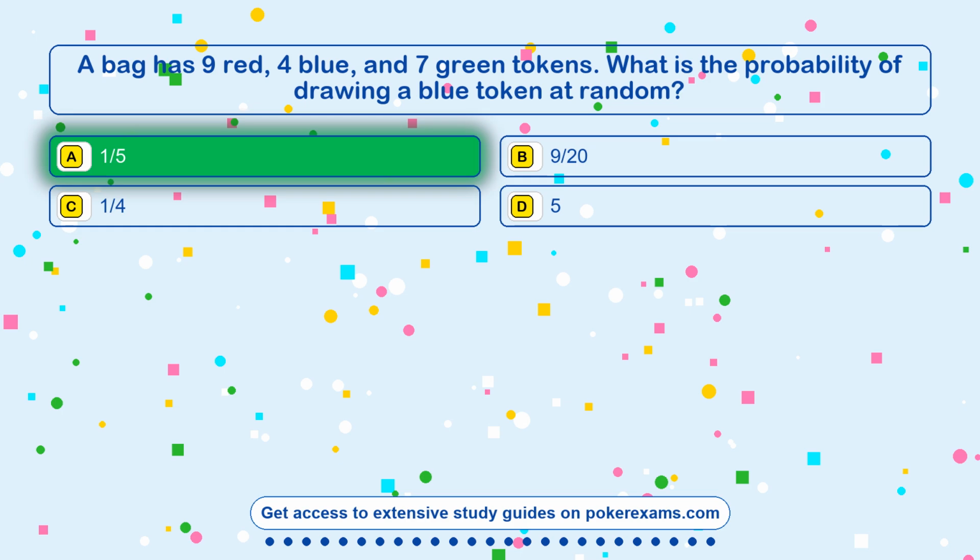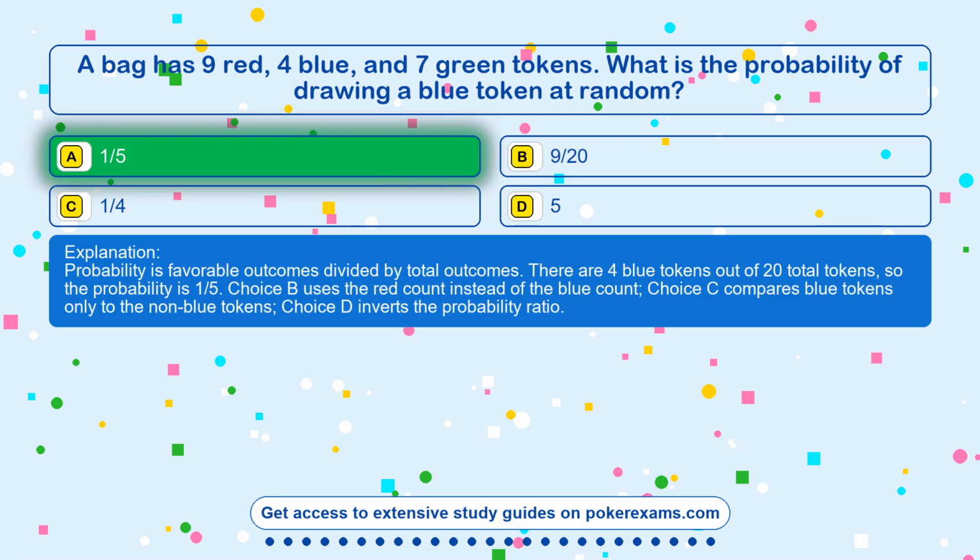The correct answer is option A, 1/5. Probability is favorable outcomes divided by total outcomes. There are 4 blue tokens out of 20 total tokens, so the probability is 1/5.